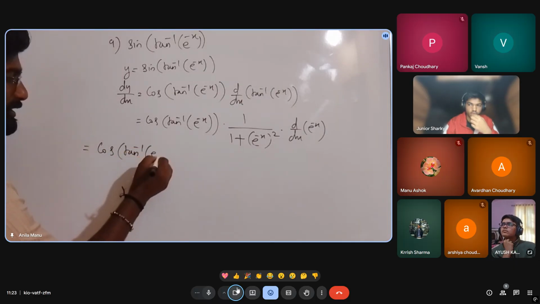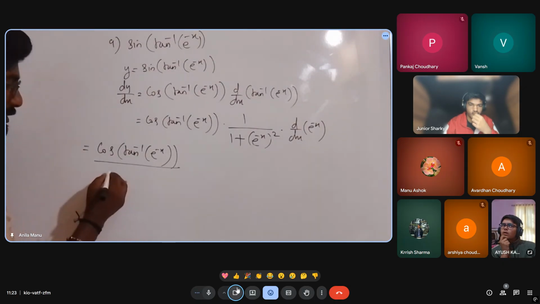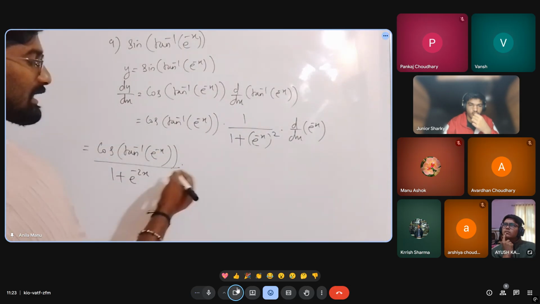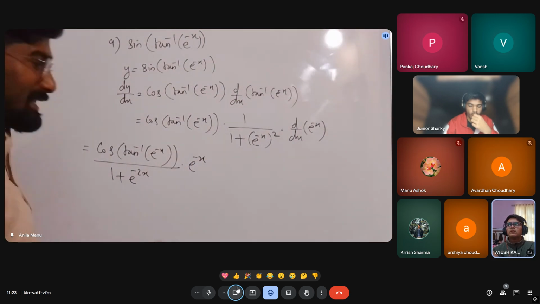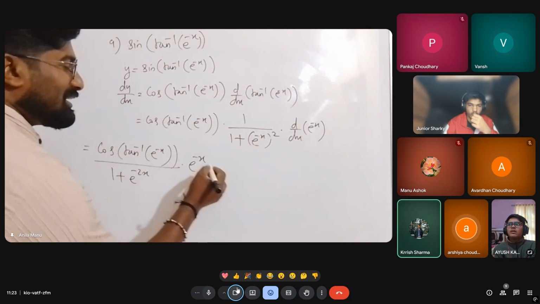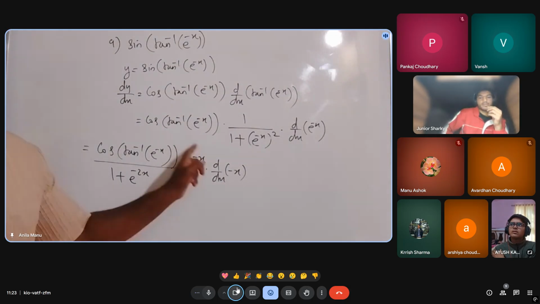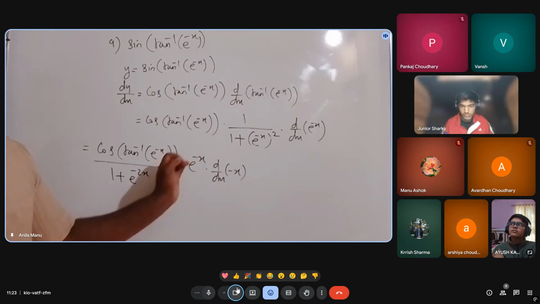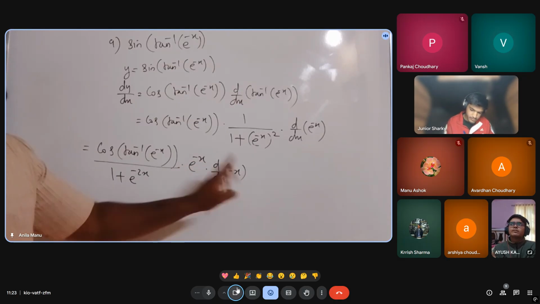Cos of tan inverse of e raised to minus x, divided by 1 plus e raised to minus 2x. Then here you have the derivative of e raised to minus x, which is e raised to minus x. Then you have to differentiate minus x also. The reason is that e raised to x is the standard result. Here the standard function is e raised to minus x, so x is varying to anything. You have to differentiate that. Here it is e raised to minus x, that's why minus x also you want to differentiate.